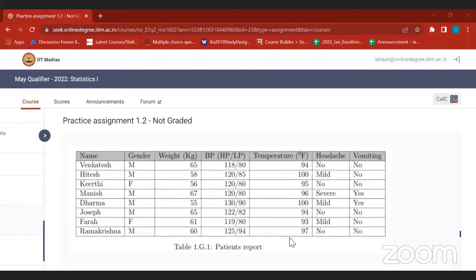So this is not division. If it's not division, then how can 120/85 have some units? They both individually have units, HP and LP. If I separate it into two different columns, both will become numerical. But combined, it's categorical. So if it is combined, then it is a nominal categorical. And if it is in different columns, then it is numerical, and I think it will even be ratio as well. Okay.